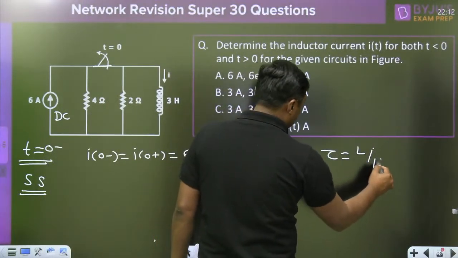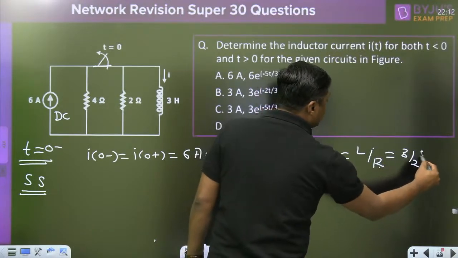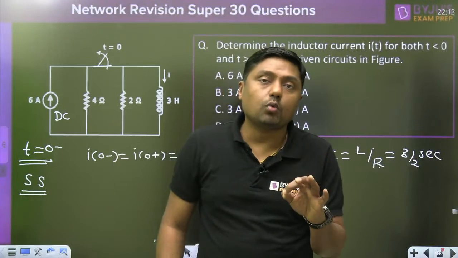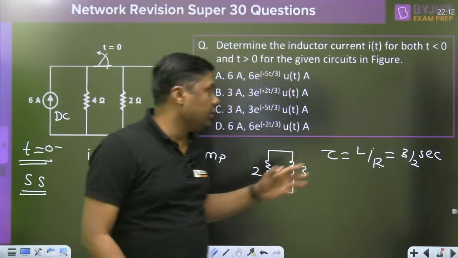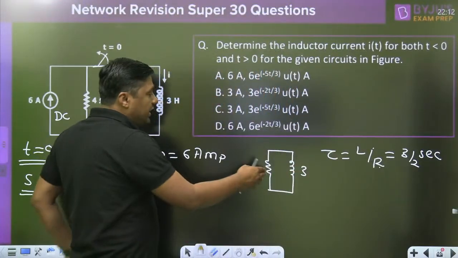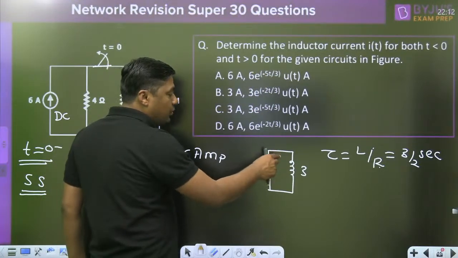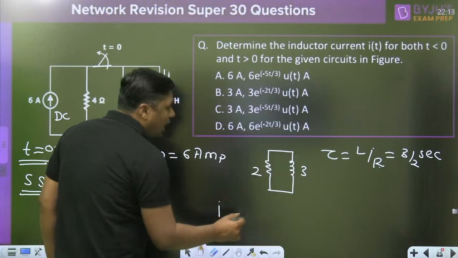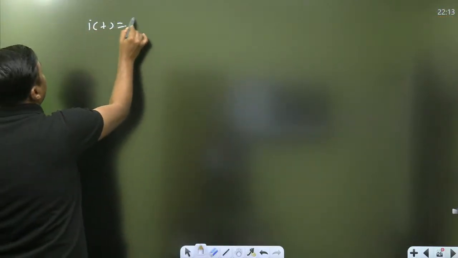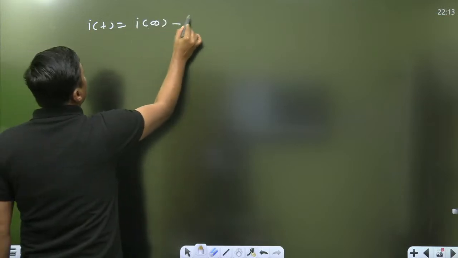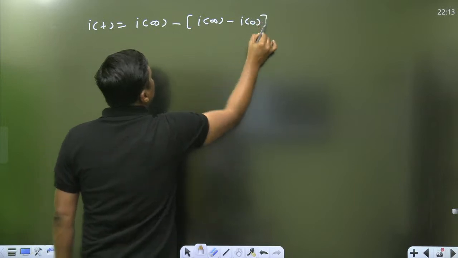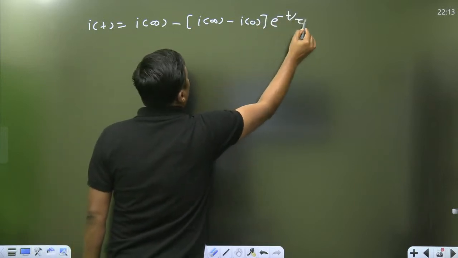L by R, that is nothing but 3 by 2 second. Always remember, we are calculating the time constant for t greater than 0. So this is 3 by 2. What is the final current? 0. Why final current 0? Because it is a source free circuit. So we can use this formula. I(t) is equal to I final plus (I initial minus I final) e raised to power minus t by tau.